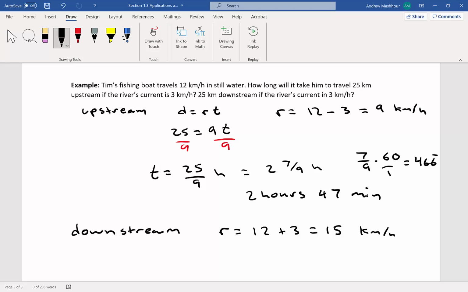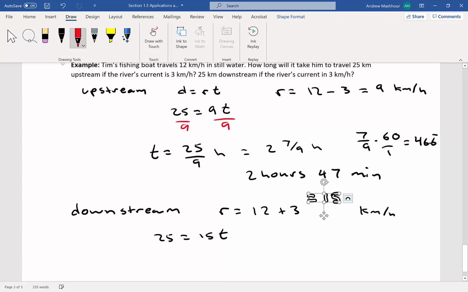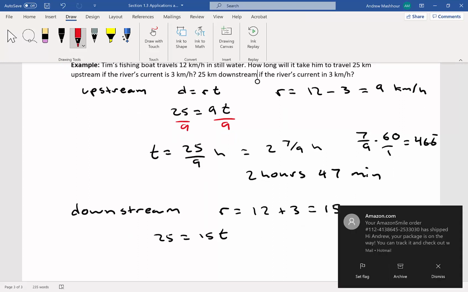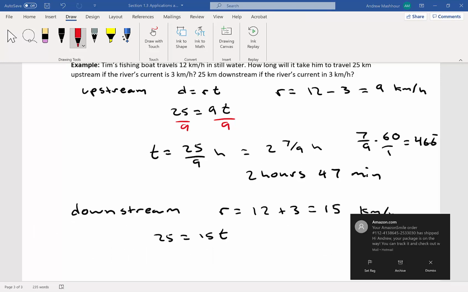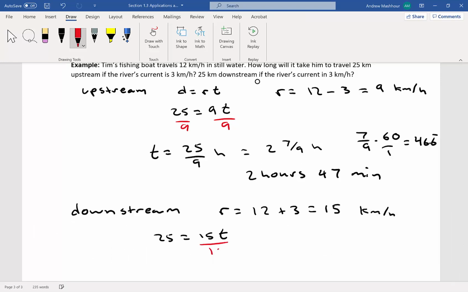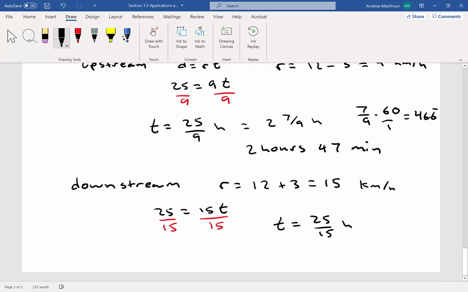Okay. Now let's plug it into our formula. So we're going to have 25 is equal to our rate, which is 15, and then time is what we're trying to solve for. Okay, now go ahead, divide both sides by 15. So we get t is equal to 25 over 15 hours.